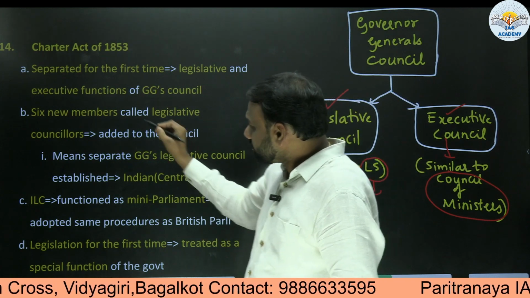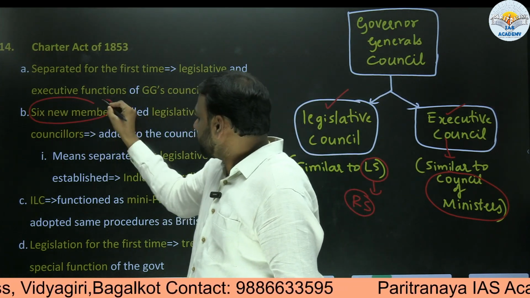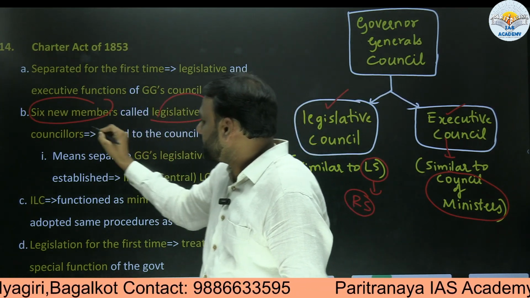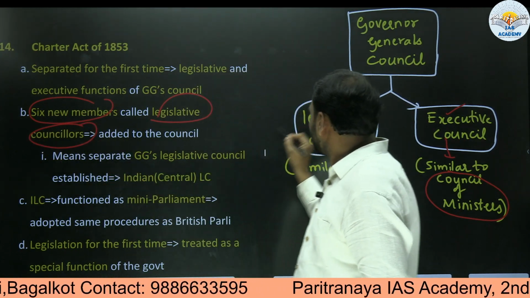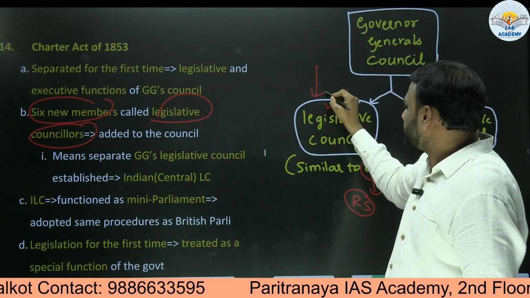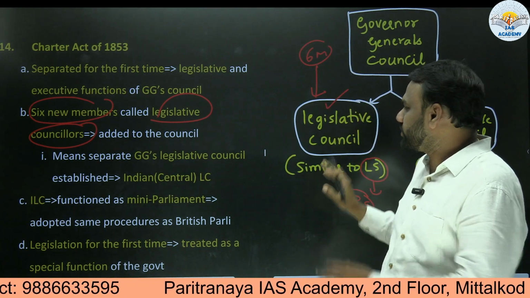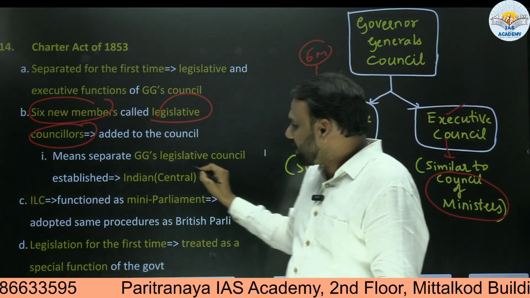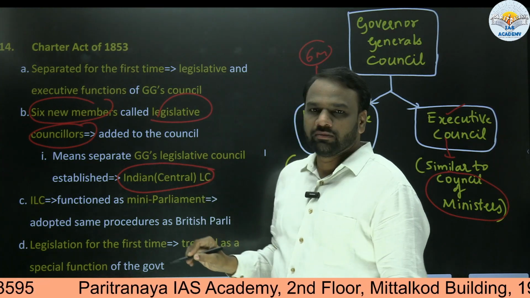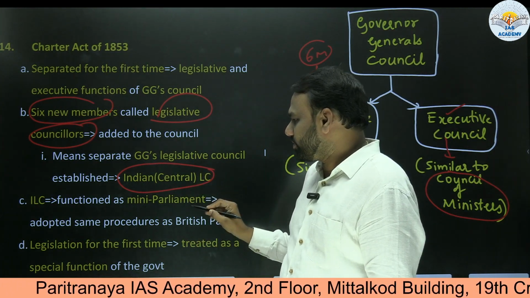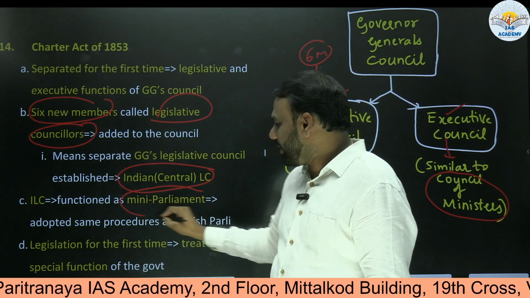Six new members called legislative councillors were added. To this legislative council, 6 members were added and a separate body was formed, which was called the Indian Central Legislative Council. It functioned as a mini parliament.